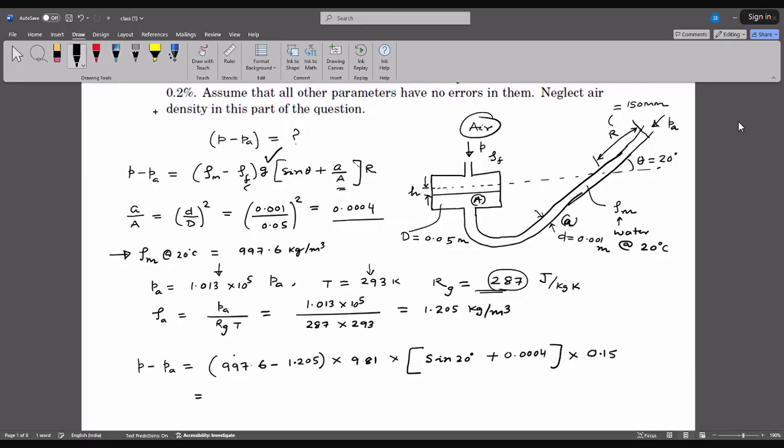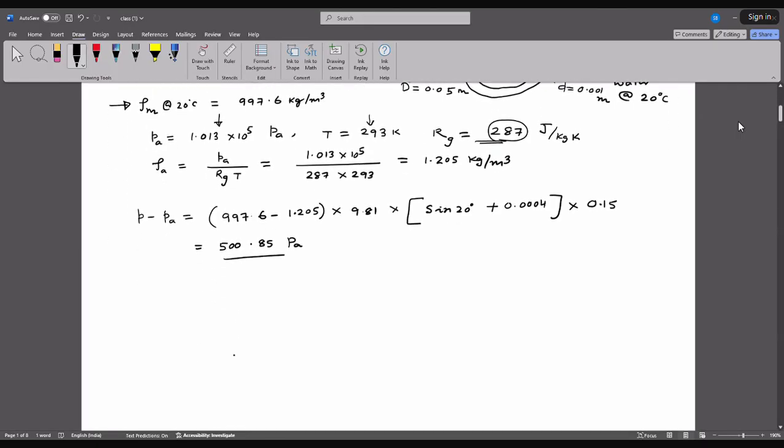So if you do the calculation correctly, you are going to get this as 500.85 Pascal. So this is the pressure difference in Pascal. You can convert this into millimeter of water column.